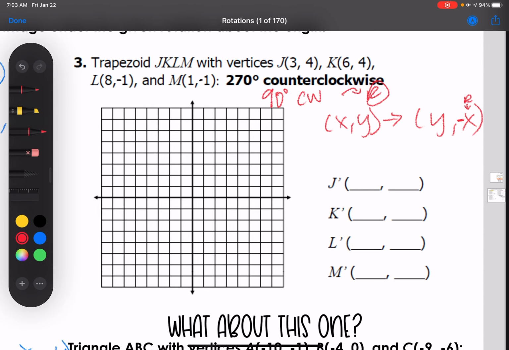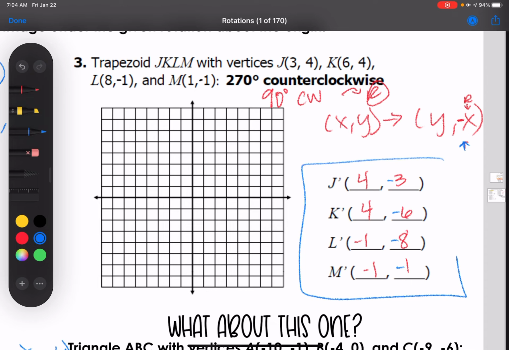So here's what we're going to do. I like to write them all in, already swapped. So 3, 4, 6, 4, 8, -1, 1, -1. Okay, and now we have to swap signs on the one on the right. So if we were to do that, this becomes a negative, negative, negative, negative. Okay, and guess what? These would be your final points.